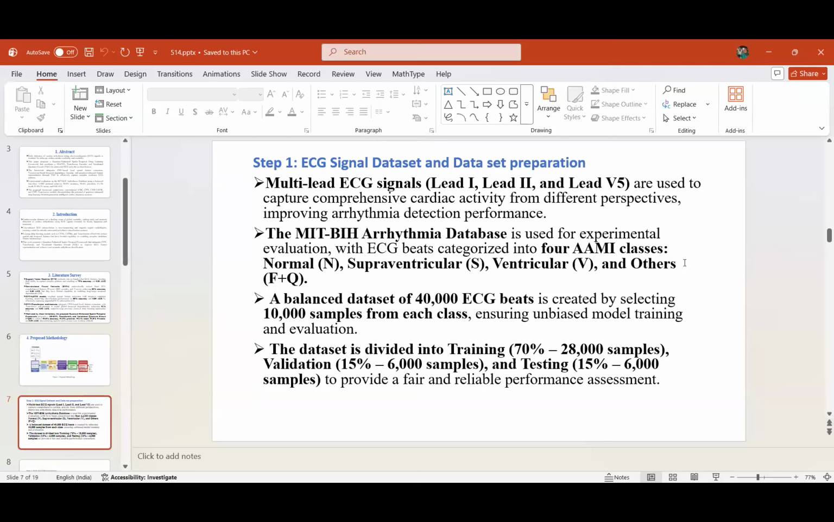The dataset is divided into training 70%, that is 28,000 samples for training, validation 15%, that is 6,000 samples, and testing 15%, that is 6,000 samples. This is about the dataset, which is publicly available on the web.